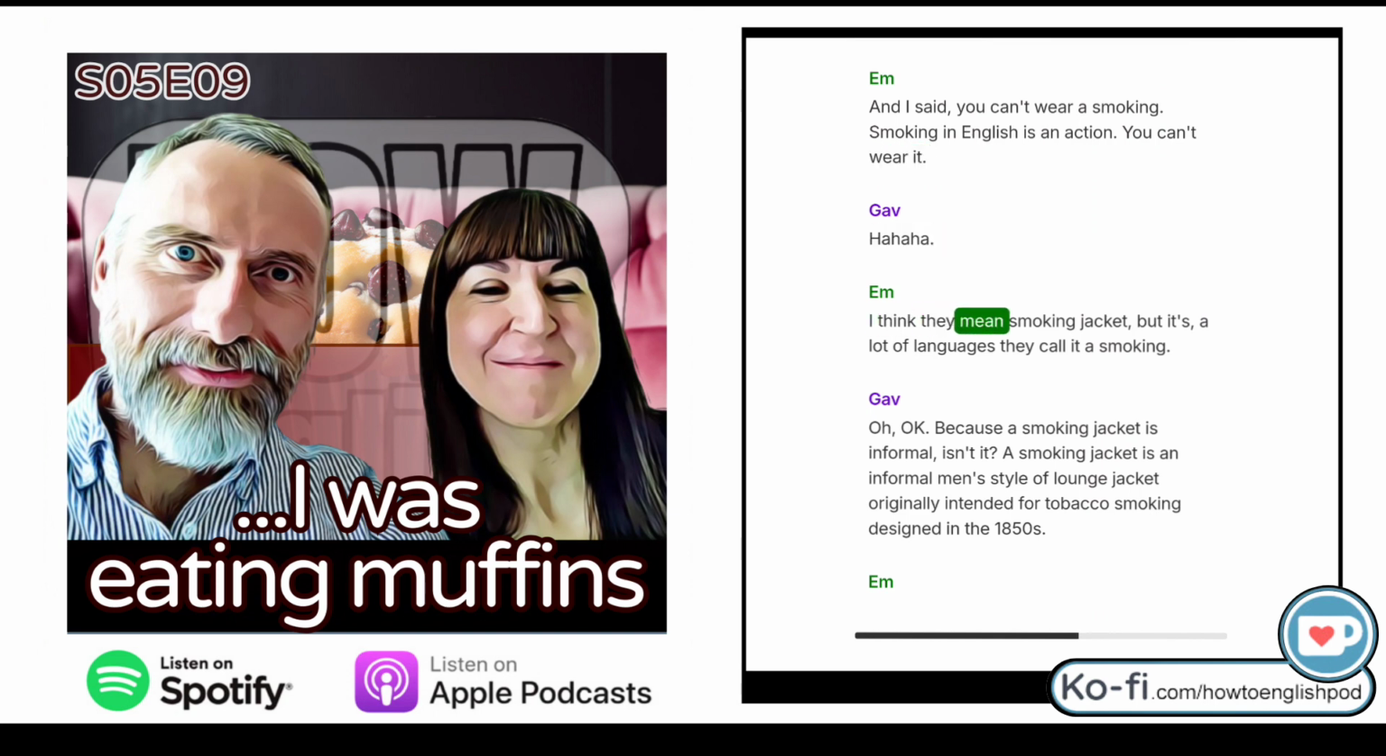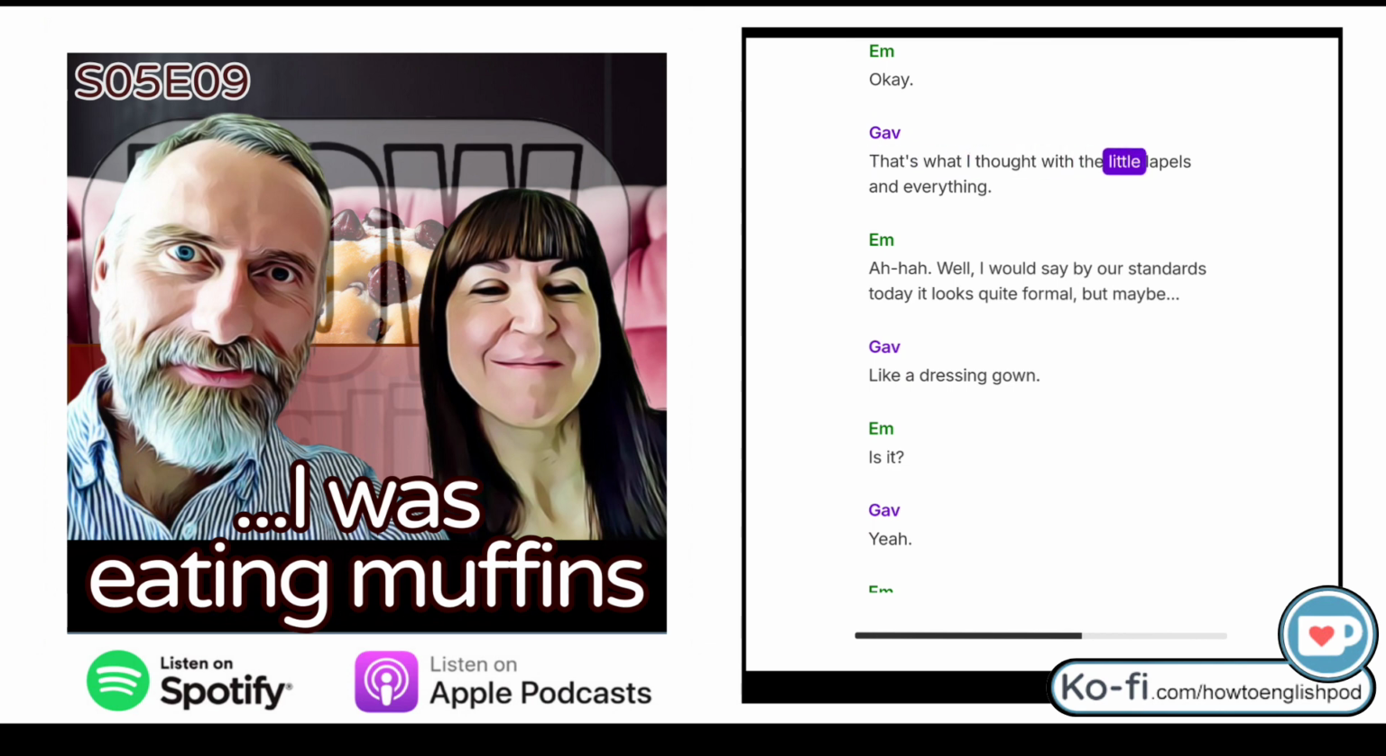I think they mean smoking jacket, but in a lot of languages they call it a smoking. Oh, okay. Because a smoking jacket is informal, isn't it? A smoking jacket is an informal men's style of lounge jacket originally intended for tobacco smoking, designed in the 1850s. Okay. That's what I thought, with the little lapels and everything.